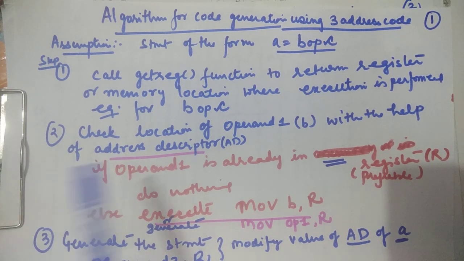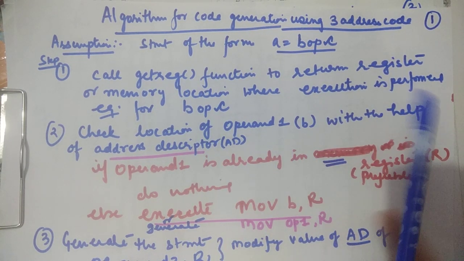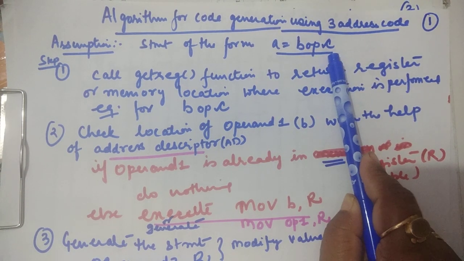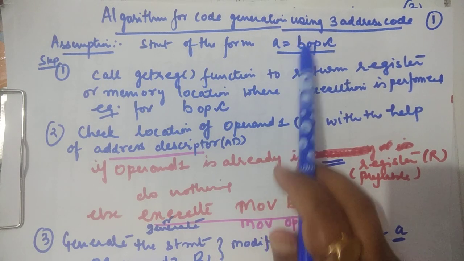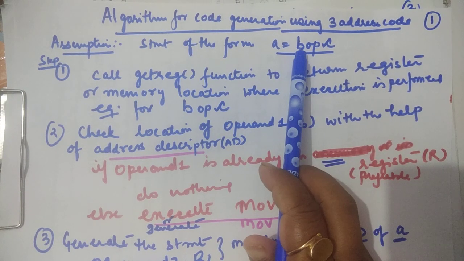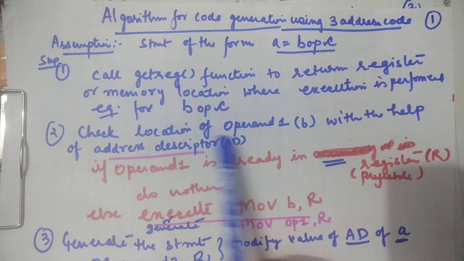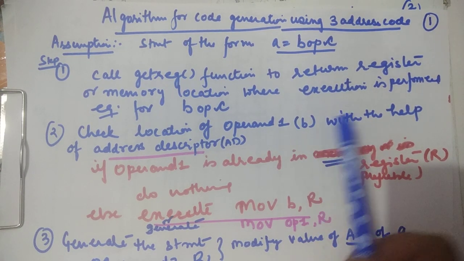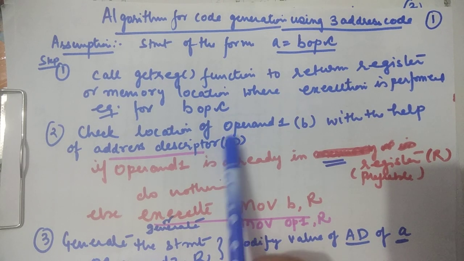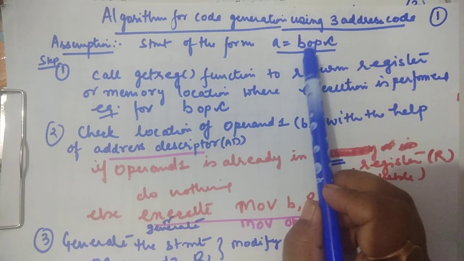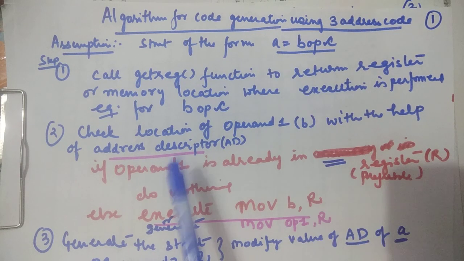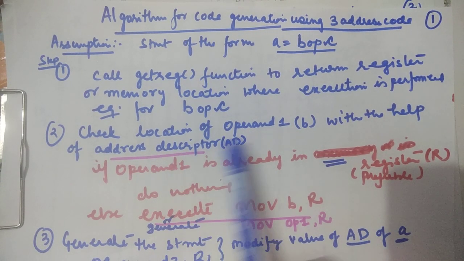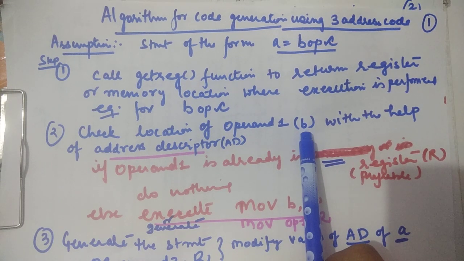Then the second step is to find the location of the operands. The operands here are operand 1 and operand 2. First, we are going to find the location of operand 1. How are we going to find the location of that operand? You have the address descriptor. What is the address descriptor saying? Where is the location of that variable? Here is the role of the address descriptor: it will tell where the exact location of your B operand is.